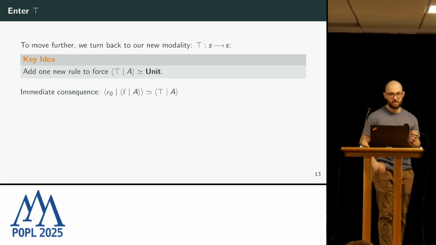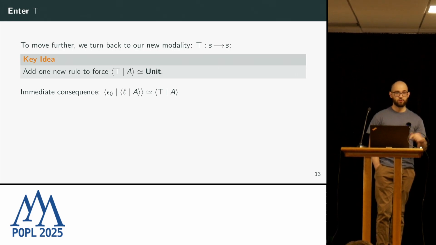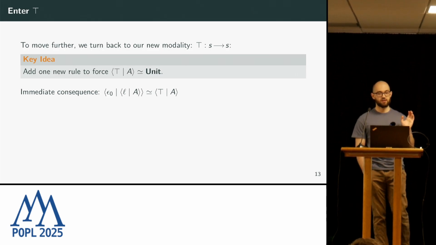Now we return to that trivial modality that I mentioned way at the beginning, this top, which goes from standard types to standard types. We're going to add one new rule to our modal type theory. The consequence of this rule is that the modal type top A is always trivial. It's always actually unit. On its own, this is very boring.